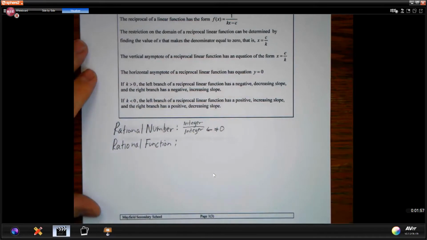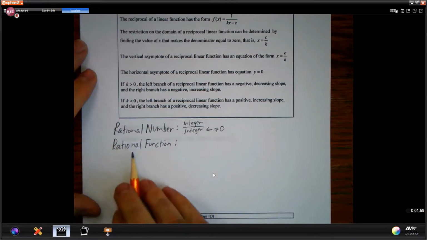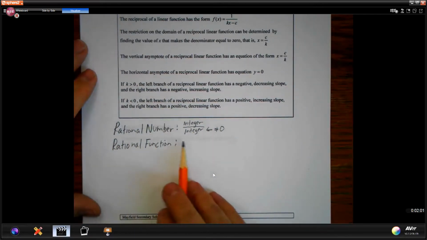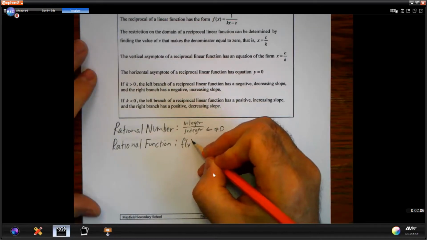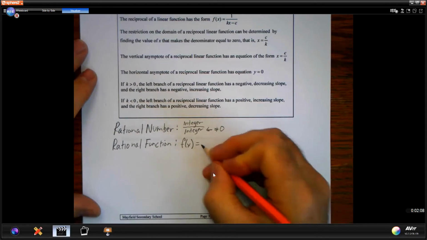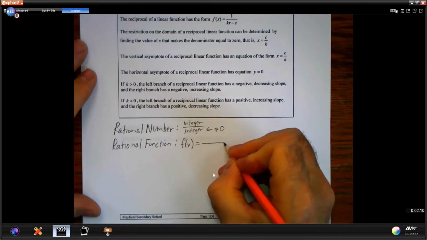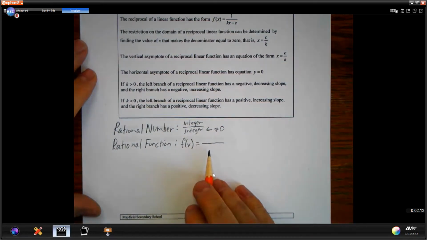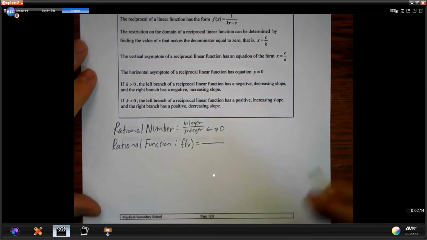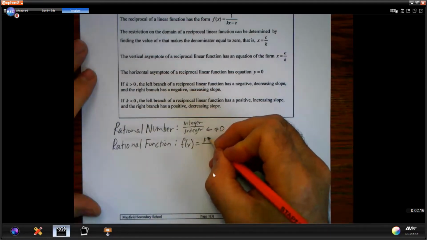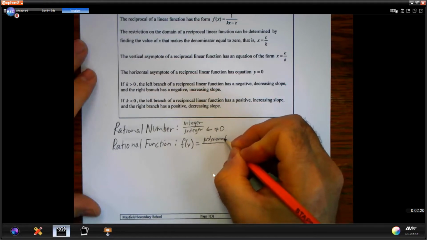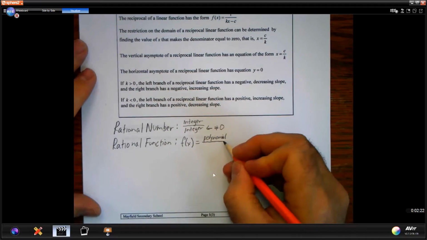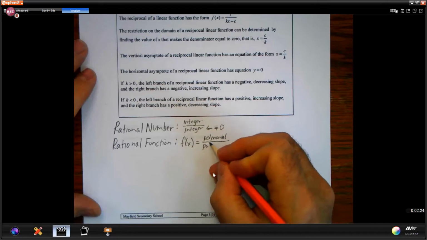Again, the rational part is the division. If I was to define a rational function, f of x, I've got my division bar there. On the numerator I've got some kind of polynomial function, I'll just call it polynomial here, and that's divided by another polynomial function.